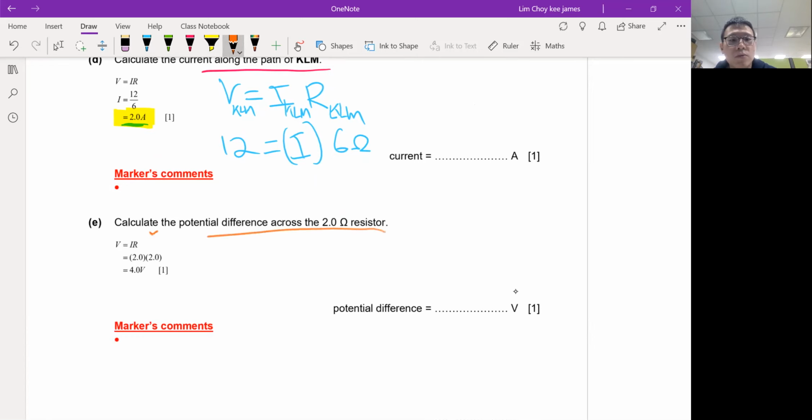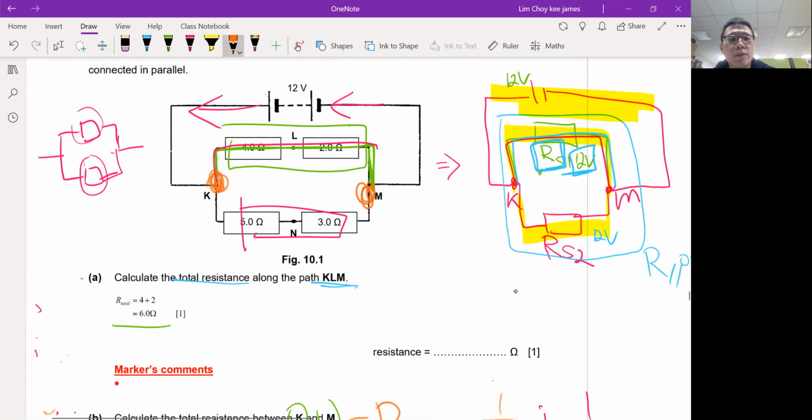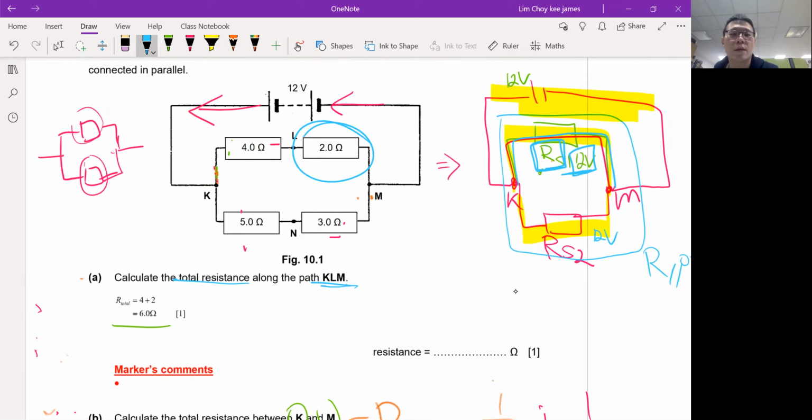Now, the potential difference across 2 ohms. So where is the 2 ohm resistor first? Let me erase first, it's a bit messy now. The 2 ohm resistor is here. I want to find the potential difference across this 2 ohm. One of the easiest ways: since I have the current in this branch, the current will be the same throughout the branch. So I can just use Ohm's law, V equals IR, because I have the current and the resistance.